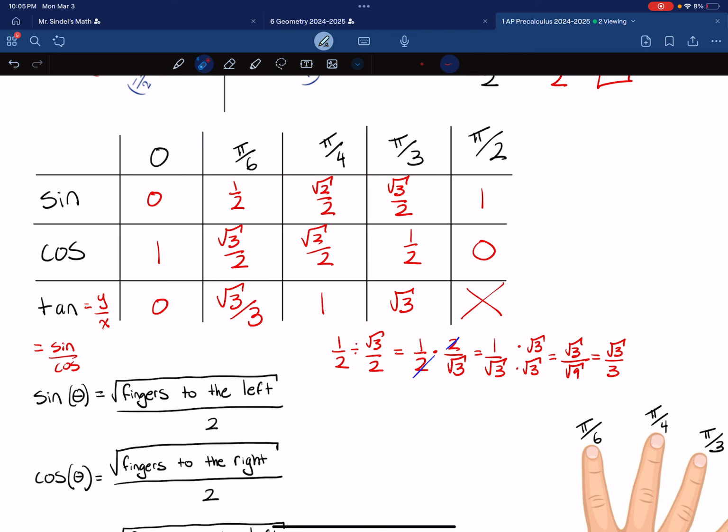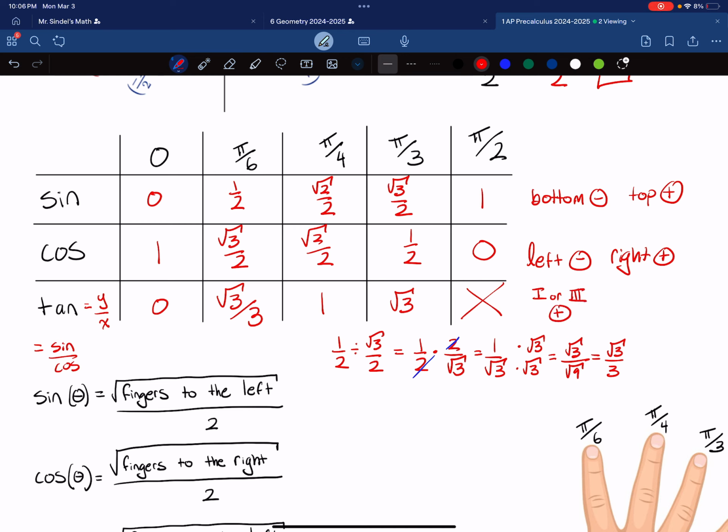Remember that if you are on the left part of the graph, you are negative, and if you're on the right part of the graph, you're positive. Same thing for sine. If you are on the bottom part of the graph, you are negative. If you're on the top part of the graph, you are positive. And for tangent, it's interesting. If you're in quadrants 1 or 3, you're positive. And maybe I should move that over here to keep all my positives and negatives on the same line. And if you're in quadrants 2 or 4, then you are going to be negative.